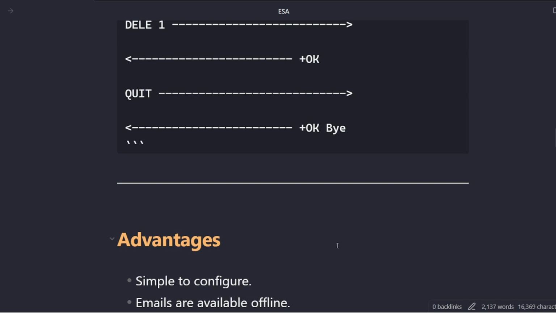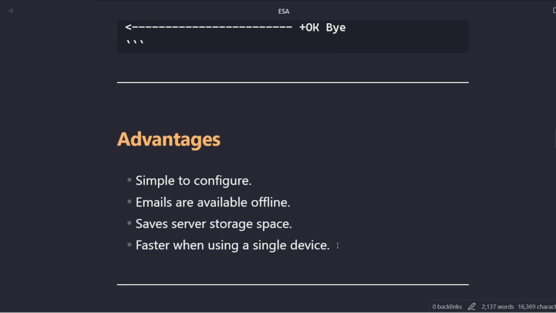Now we need to understand the advantages. Why do we use POP3 and when do we use it? We use it because it's simple to configure. Emails are available offline because you download the emails on your local device, and emails are removed from the servers by default. It saves server storage space because of that default setting, as I mentioned, and it's faster when using a single device. If you have a single device and have downloaded the emails, whenever you want, without internet, you can read all the mails. That is a big advantage POP3 provides.